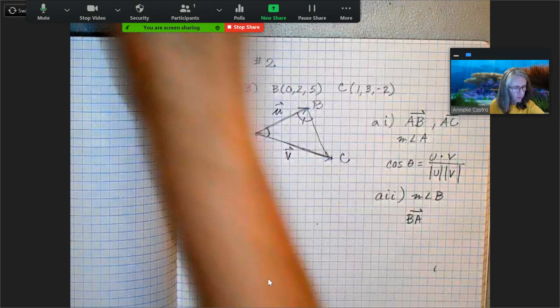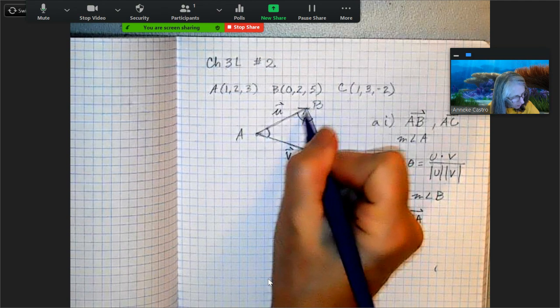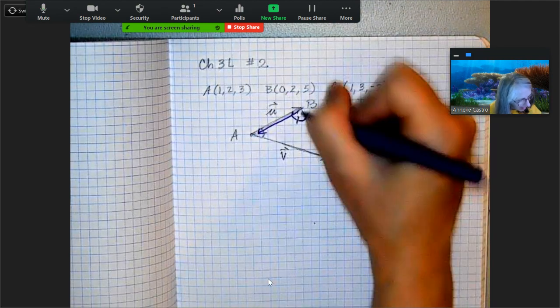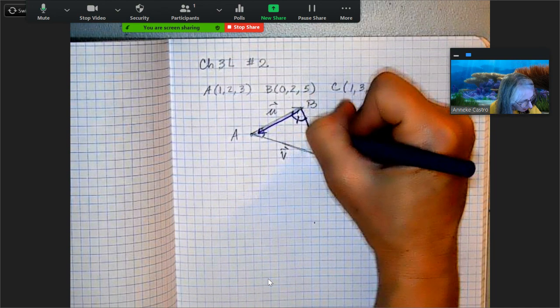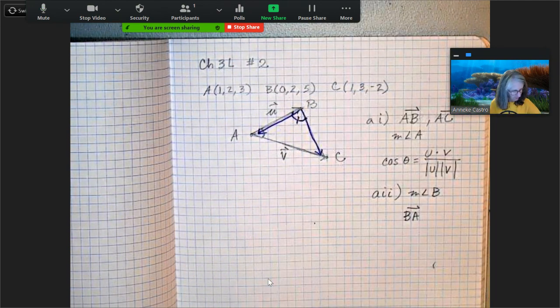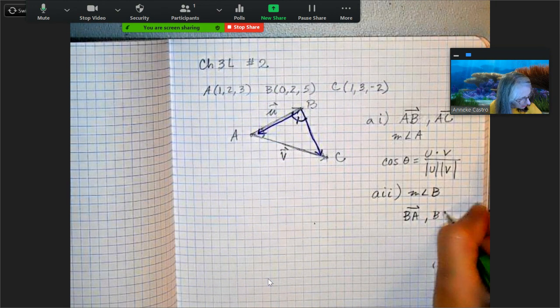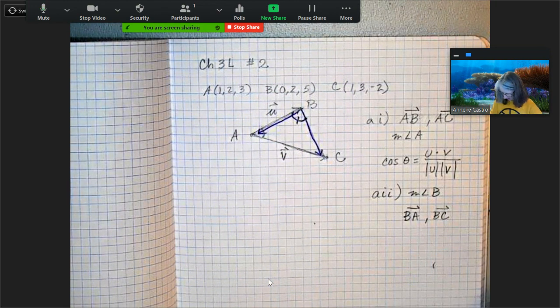If I use a different color for this one, for this angle I'm going to have to go this way, B to A, and I'm going to have to go this way, B to C. So I'm going to need B to A and B to C. Those are the vectors that I'm going to have to use.